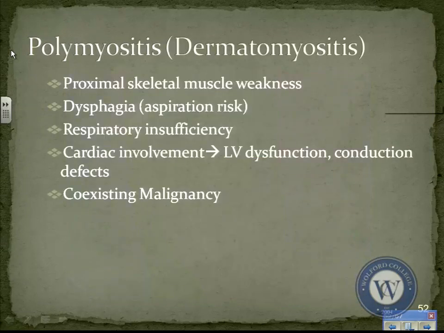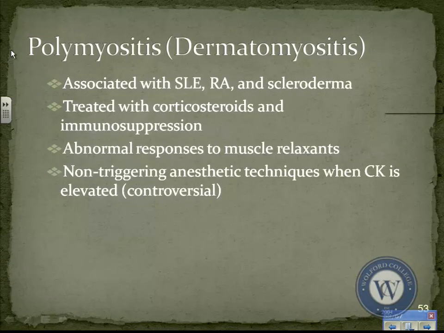You get proximal skeletal muscle weakness and dysphagia, which means they have an increased risk for aspiration. They also have left ventricular dysfunction and conduction defects, and again, the coexisting malignancy associated with this. It's also associated with other autoimmune diseases like lupus, rheumatoid arthritis, scleroderma. Sometimes it can be treated with corticosteroids and immunosuppressants.